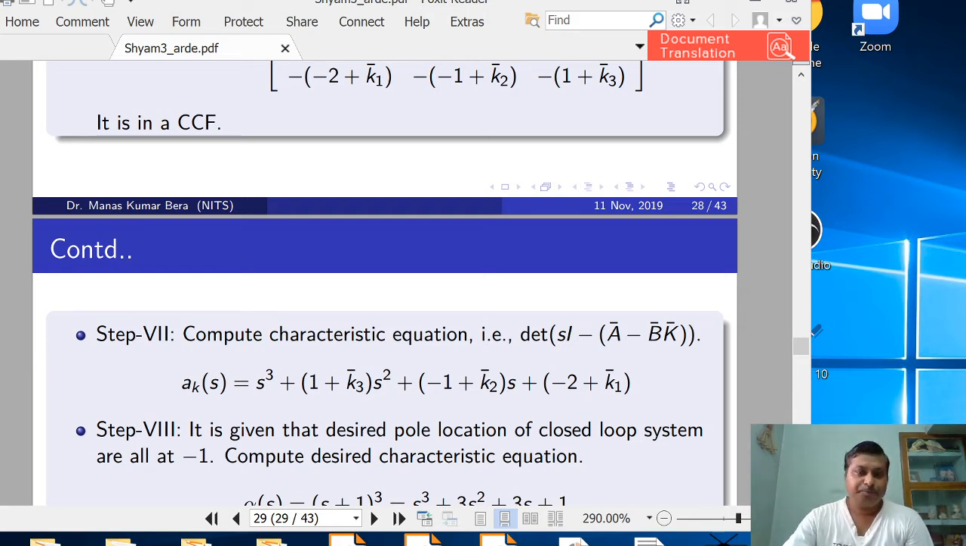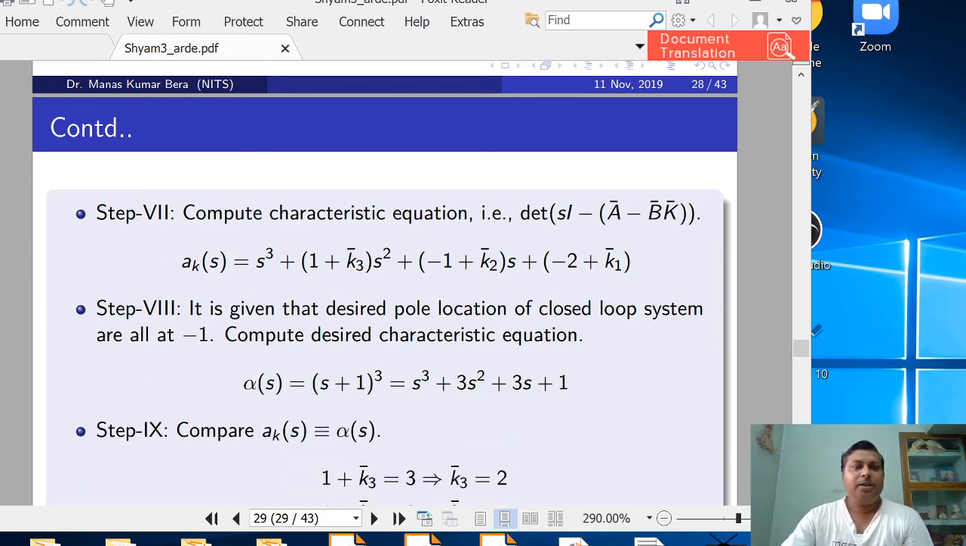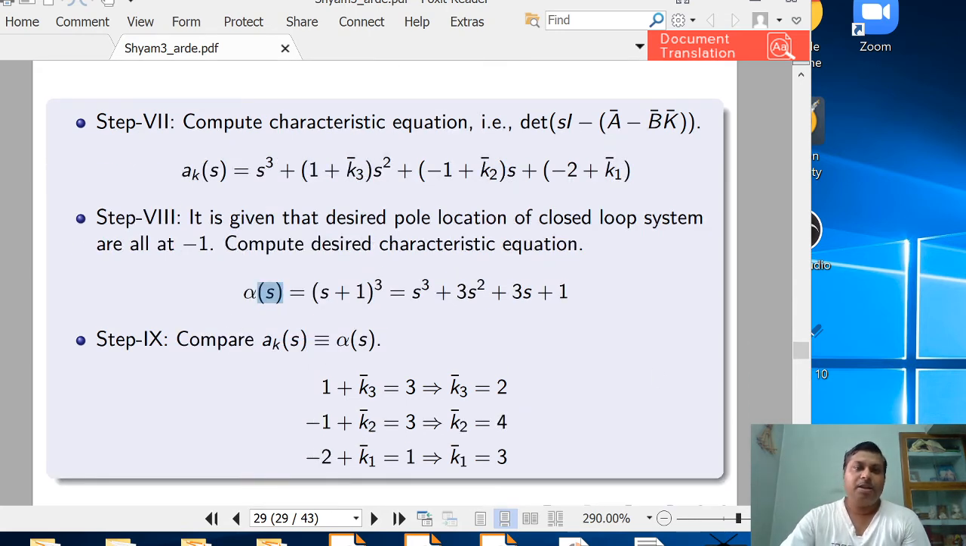Now we can compute the desired characteristic equation, because the problem already says all the poles of the closed loop system must be located at -1. So the desired characteristic equation is (s + 1)³, that is s³ + 3s² + 3s + 1. Now we compare alpha(s) and the closed loop characteristic equation. If you compare, then you will get K1 bar, K2 bar and K3 bar.